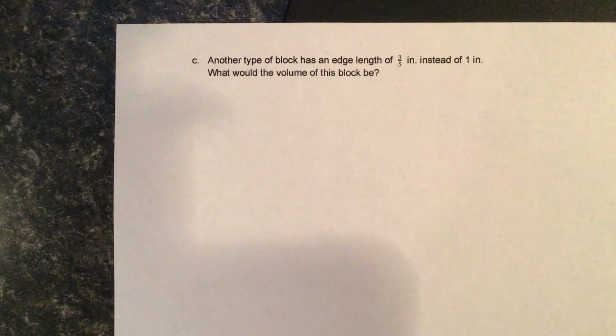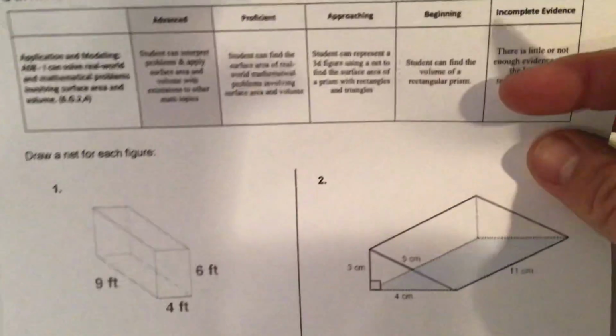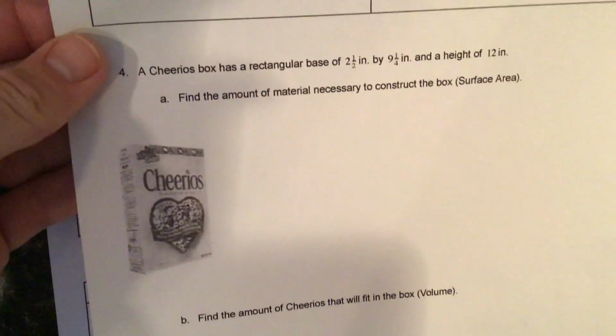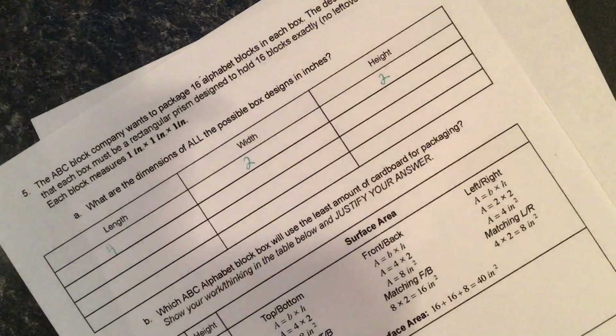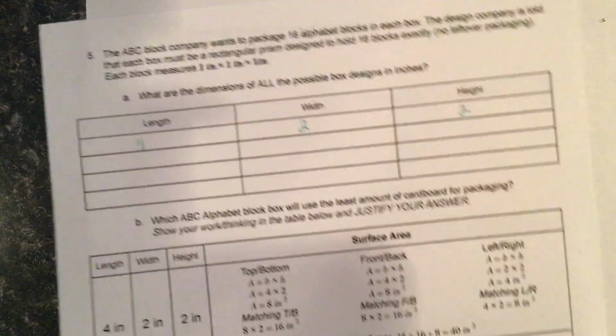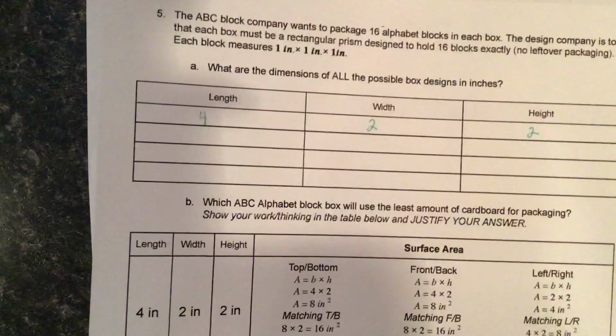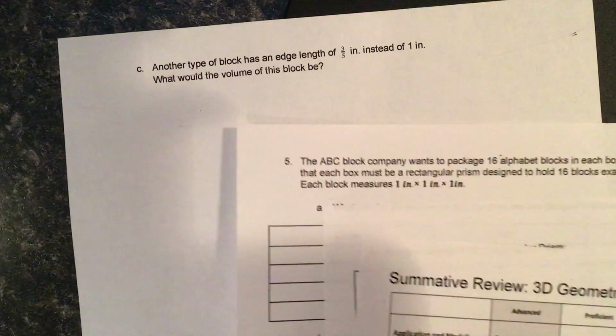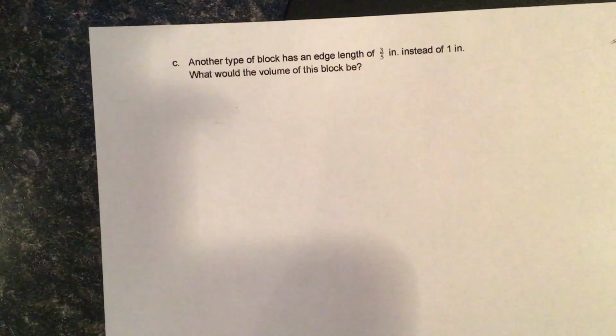So we've taken you through today's assignment. Remember, it starts with drawing the net. We're finding volume a little bit on here, surface area of that Cheerios box and volume there. Finding surface area a couple of times with the ABC Block Company. Okay, we've got to just figure out the other possible dimensions for the box. And definitely shoot me a message on WebEx Teams if you're having trouble coming up with those. We can work through that a little bit today. And then the different sized edge length of those blocks.